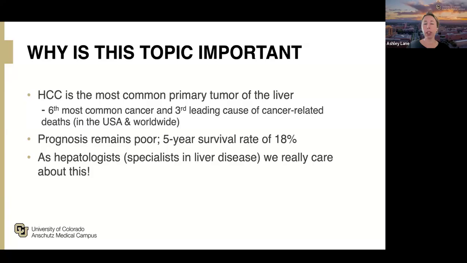So why is this important? HCC is the most common primary tumor of the liver. It's the sixth most common cancer and third leading cause of cancer-related deaths, not only in the US, but worldwide. So a big issue. Untreated, the prognosis remains poor. Five-year survival is about 18%. And of course, as hepatologists, we really care about this.